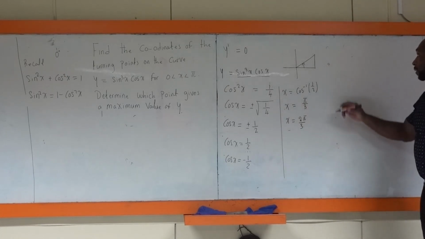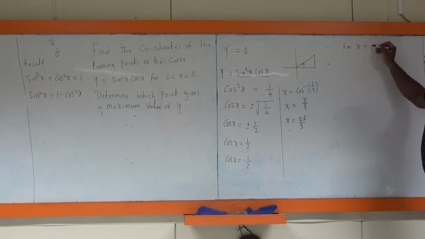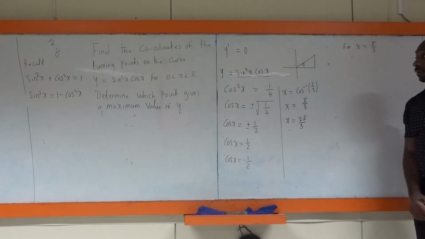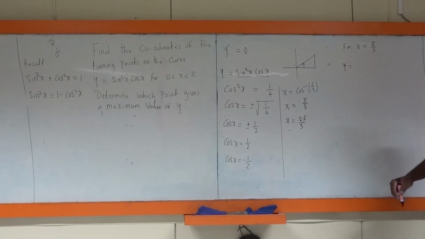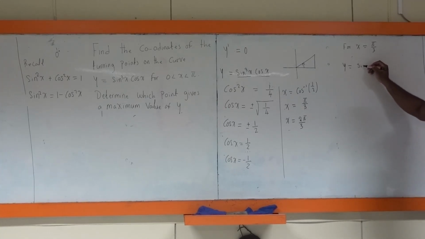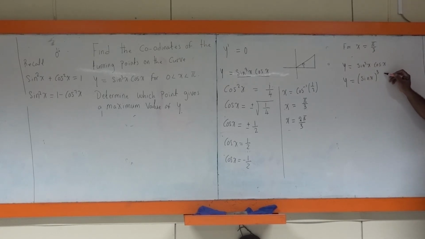So for x equals pi over 3, what is y? Y should be sine cubed of x multiplied by cos of x. And to make this look very easy, I can rewrite this as sine of x all to the power of 3. I hope that is okay. We can rewrite this like this, and this is multiplied by cos of x.